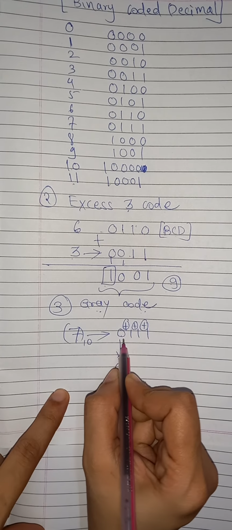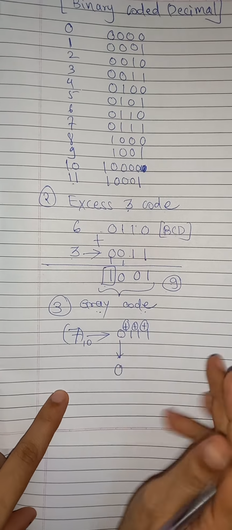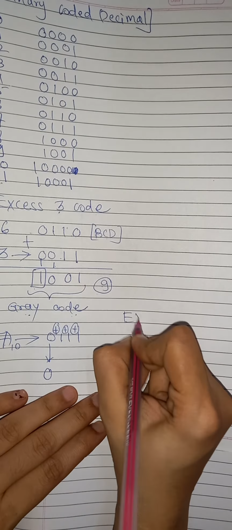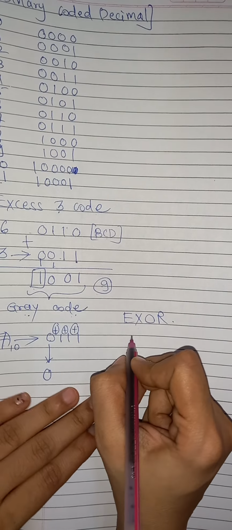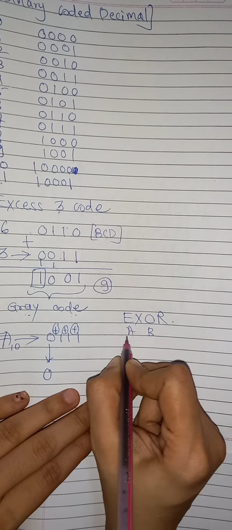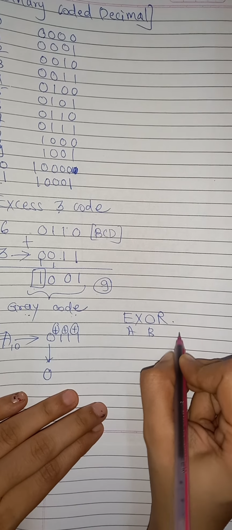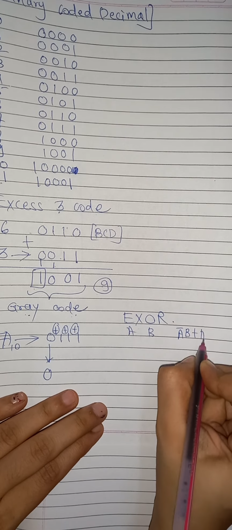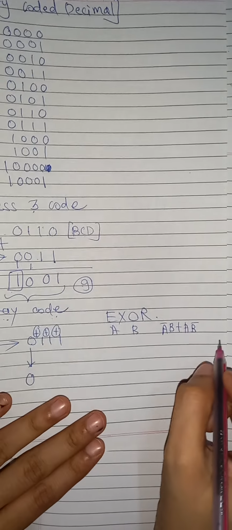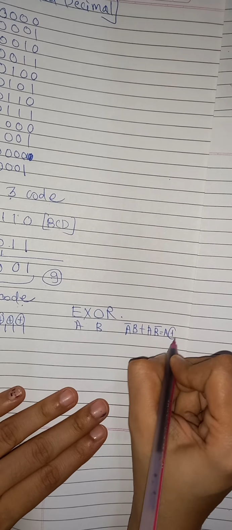So perform 0 XOR 1. So what is XOR? XOR is nothing but, if I have two inputs A and B, then its XOR representation will be A bar B plus A B bar. It can also be written as A ⊕ B.